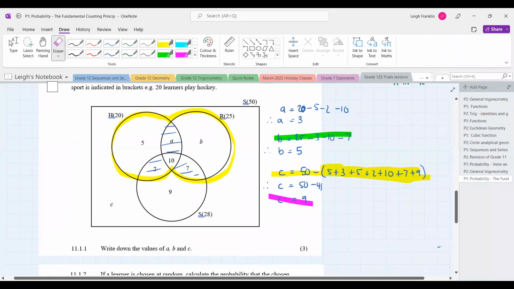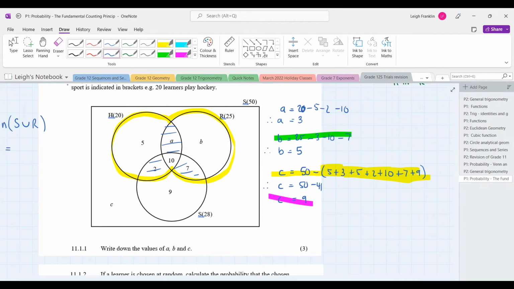So now, Pumeza, I'm going to ask you a question. How many people play soccer or rugby? The number of people that play soccer or rugby. How many people is that? Pumeza, how many people play rugby or soccer? What are we adding together, Pumeza?